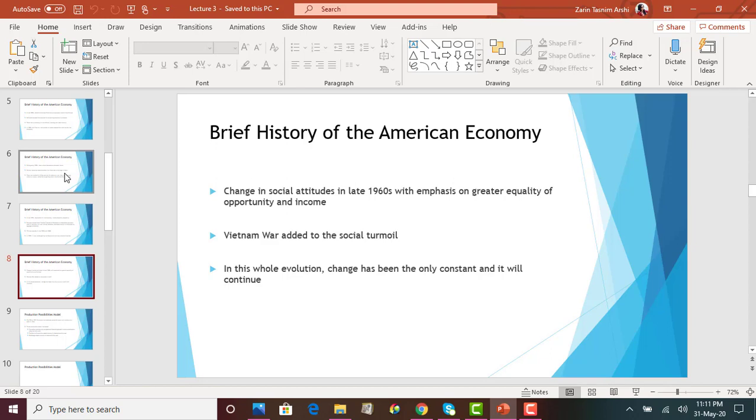It will continue. We have always been experiencing change, and this will always happen. Even during this coronavirus pandemic, we are having to change our ways of life, change how the economy is operating. So the economy is always evolving, and it will go on, but we have to understand the basic principles of how it operates and how we can help the economy remain stable.